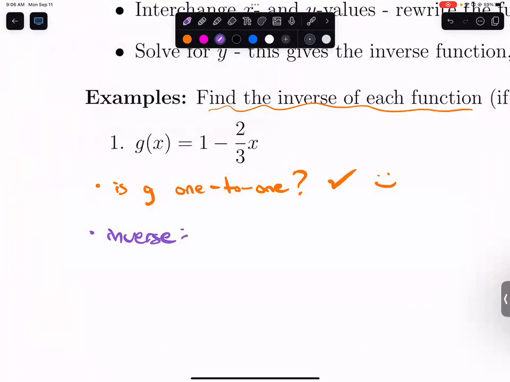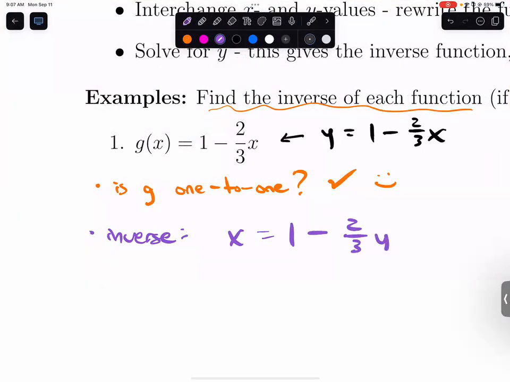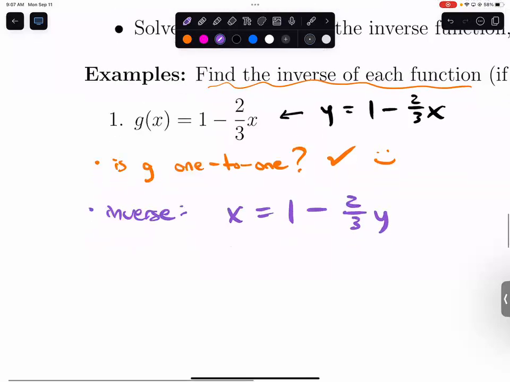Okay, then to find the inverse, I'm going to think of this as y equals 1 minus 2/3 x, right? We've named it g, but g of x and y are the same thing. I'm going to rewrite that with x's and y's swapped: x in place of y and y in place of x, wherever it shows up. This then describes the relationship between x and y that would give the inverse, right? The only thing that we still want to do then is solve for y so that we're writing it as a function, right? So solve that thing for y.